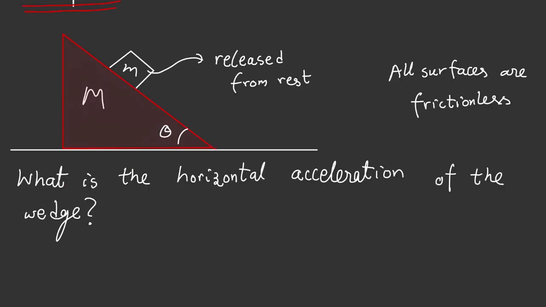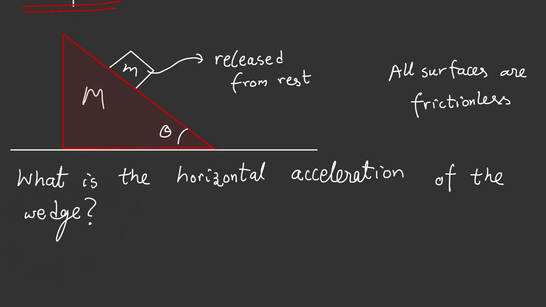So let's discuss another example. This is also a very classic example. Say you have a wedge of mass M and you release a block of mass small m on it. All the surfaces are frictionless. We have to calculate the horizontal acceleration of the wedge as soon as it is released.